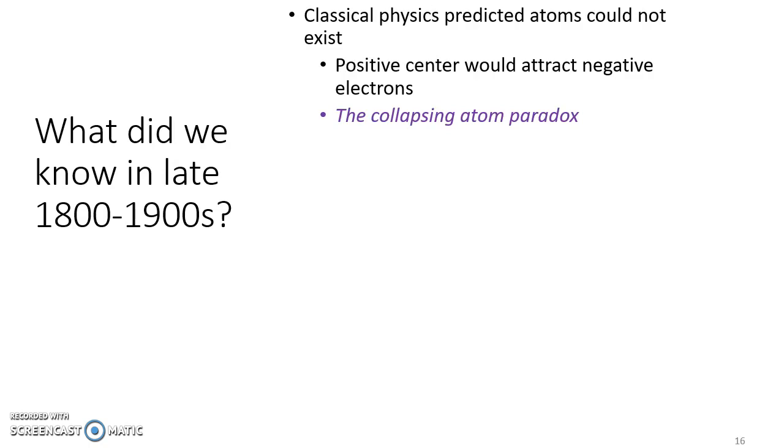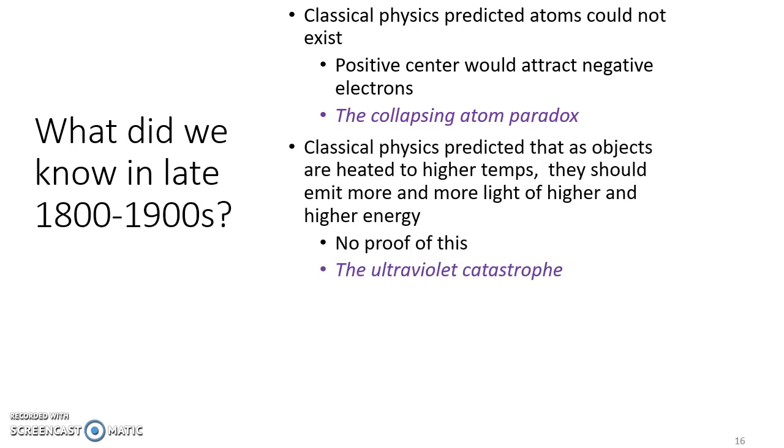Classical mechanics and physics didn't really explain what's going on with an atom, because we have a center that's positive and then electrons going about. If you think about magnets, a north pole and south pole attract each other, and so you know that positive and negative attract. So why don't atoms collapse on themselves? This gave us the collapsing atom paradox that classical physics cannot describe.